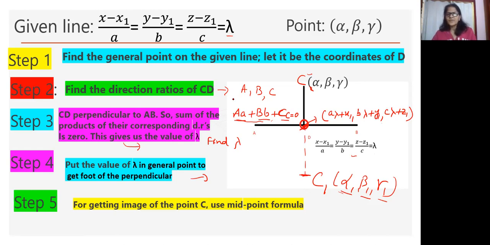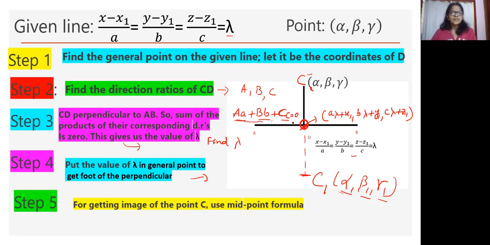Step number 2 is to find the direction ratios of CD, the line joining the point and the foot of the perpendicular. And we know how to find direction ratios of a line joining 2 points. Do you remember? It is x2 minus x1, y2 minus y1, z2 minus z1. We can find it. So let us take the direction ratios of CD as A, B, C.